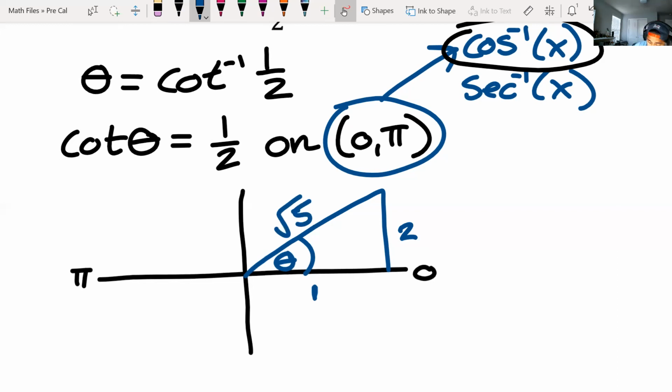Okay. So now we are going to convert this to cosine. Here's where it gets crazy. I'll choose red. Why not? We're going to say, give me the cosine of theta. What's that going to be?